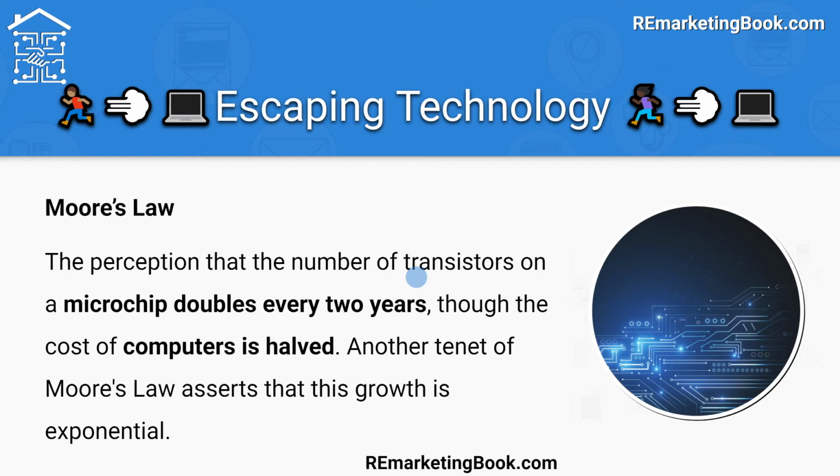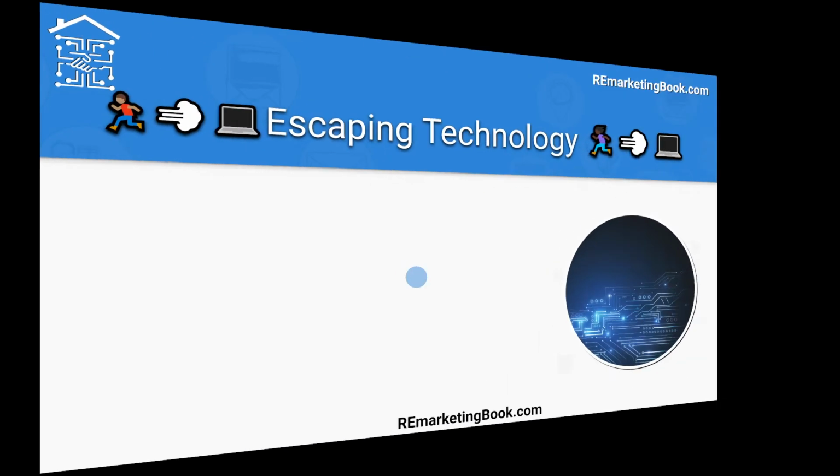And the reason why it's growing so fast is because of technology, right? Moore's law, the perception that the number of transistors on a microchip doubles every 2 years, though the cost of computers is half. Another tenet of Moore's law is that it asserts that growth is exponential, right? So a good example is EXP. We're growing exponentially, and it's because of technology. So we as professionals keep trying to run away from this technology, and we gotta use it. It's here to stay. It's not going anywhere, right?